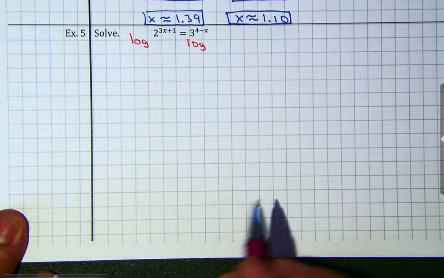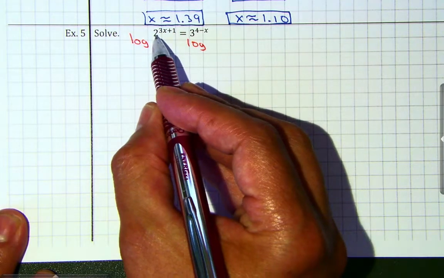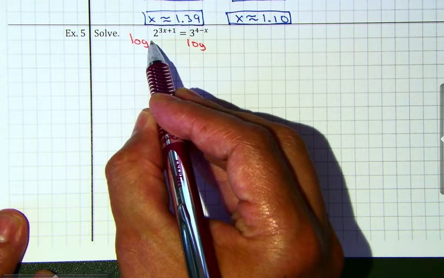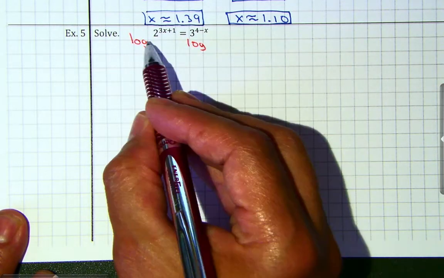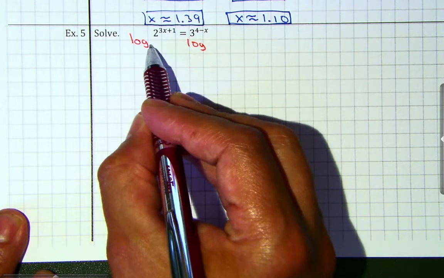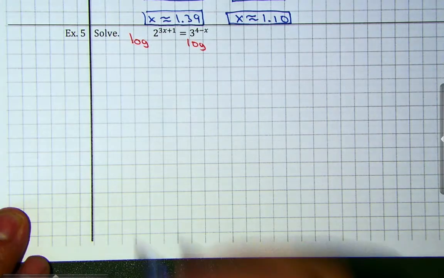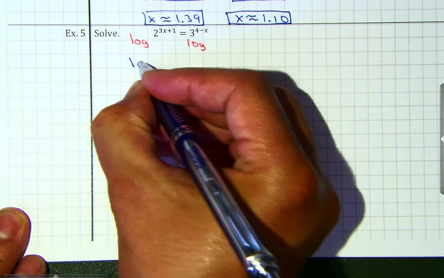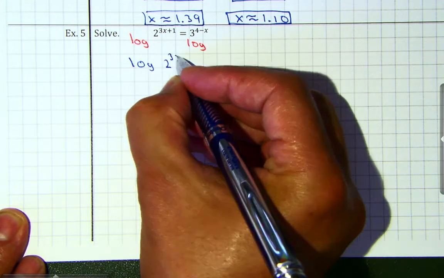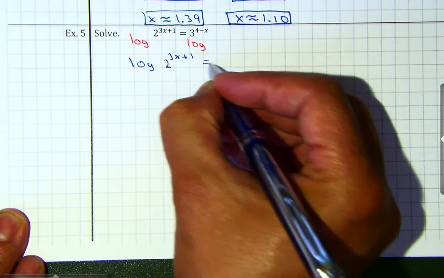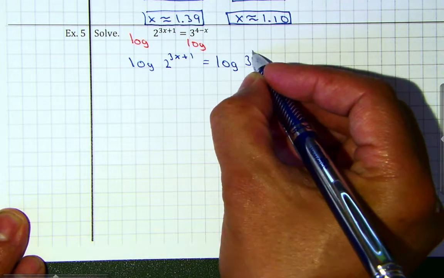The problem that we have is that here the base is 2. Over here it is 3. So if I go into the log, you need to take the same base on both sides. So we're just going to take the common log, the base 10, and we're going to end up with the log base 10 of 2 to the power of 3x plus 1, equals the log base 10 of 3 to the power of 4 minus x.